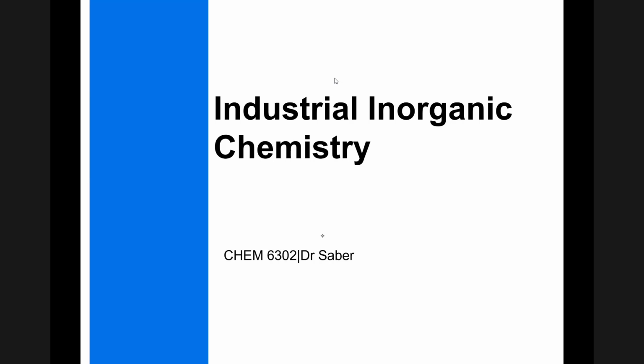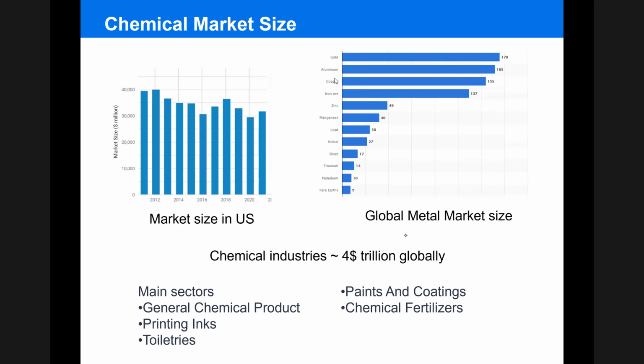This video is an introduction to industrial inorganic chemistry. The market size of the chemical industry in general is really huge globally. It's around $4 trillion for different types of industries. And in the United States, the inorganic commodity chemicals market size is around $40 billion. Also, if you look at the global metal market size, you will find that it's a huge market size.